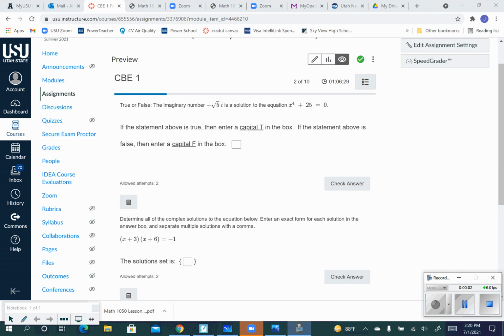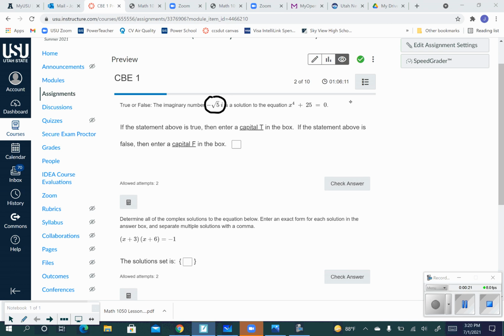All right, let's take a look at this second question here. It says true or false, the imaginary number negative square root of 5i is a solution to the equation x to the fourth plus 25 equals 0. Well, to tell if it's a solution, we can just plug it in. So I'm going to take that number, negative square root of 5i, and plug it in there.